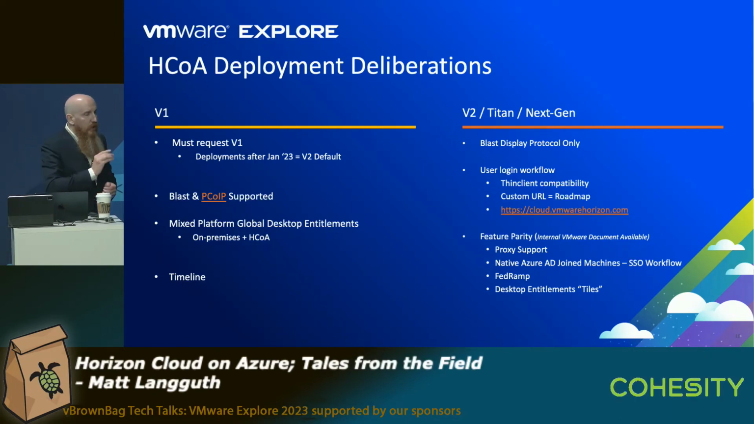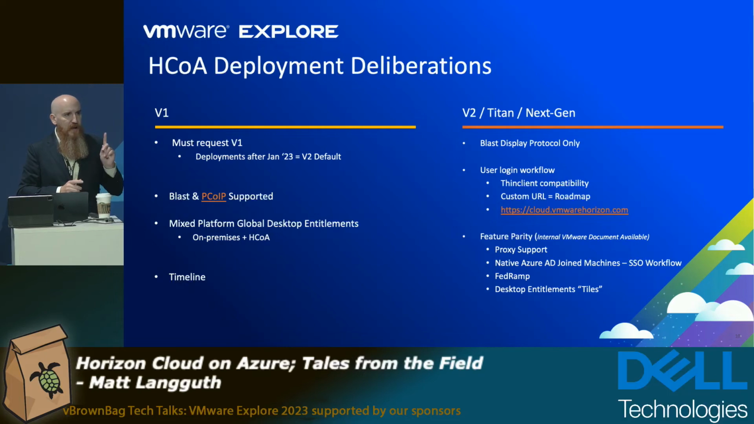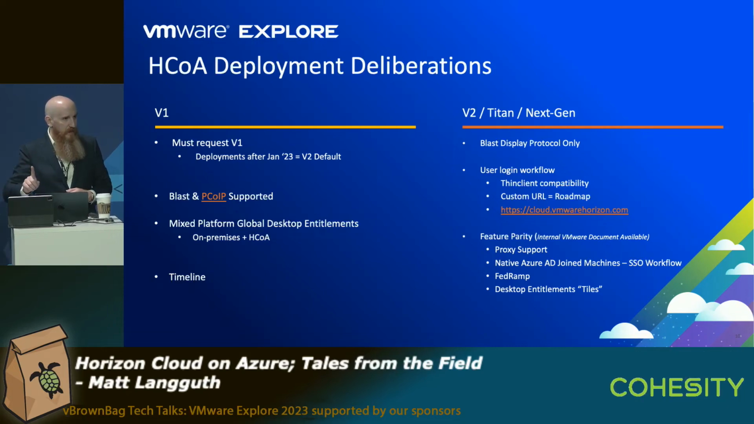okay? Currently, also, if you want to do a hybrid deployment, so you have traditional on-premises desktop deployed, and you're looking at HCOA for burst capacity, and you want to entitle those users to both on-premises and these HCOA desktops, you have to deploy version 1. That's coming in V2 very, very shortly, but it's a current limitation. You also have to take into consideration where we're at in our timeline with deprecation of version 1, and we'll touch on that in just a minute.